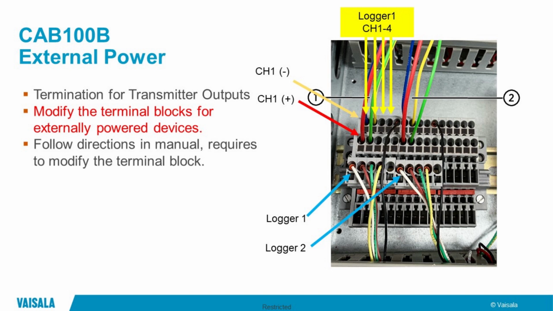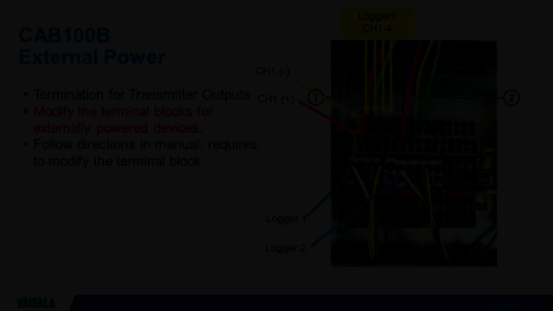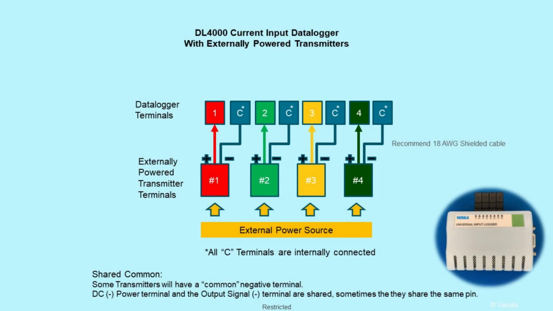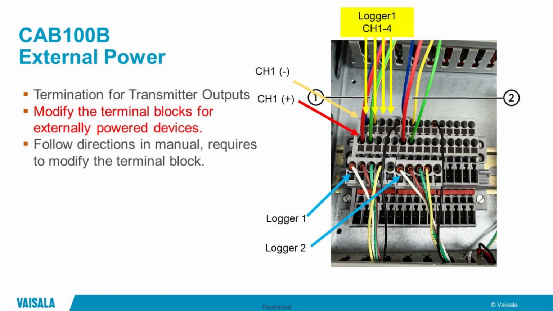And the reason for doing this is because with the loop powered, you're actually sending power to the transmitter and then taking the power back from the transmitter and putting it into the data logger. So essentially, we're injecting power with the loop powered version. This version doesn't have the power block connected to it at all. This is purely a passive input. And the way the terminals work on here is you can see the same connector that was in the previous picture for the loop powered.